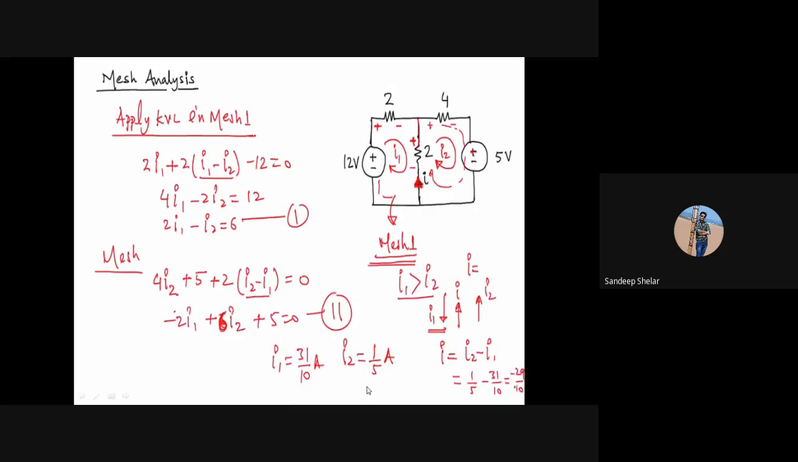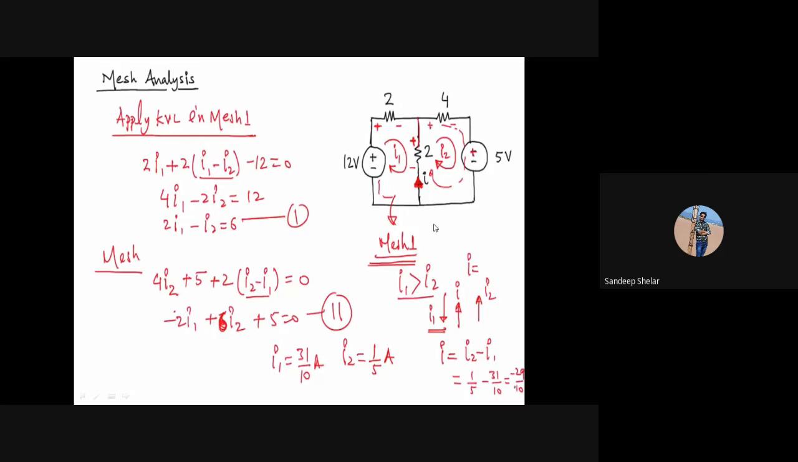Then the obtained currents are such that I1 is greater than I2, that is I1 is equal to 31 upon 10 ampere, and I2 is equal to 1 upon 5 ampere. Okay, that means current I1 is greater than I2.